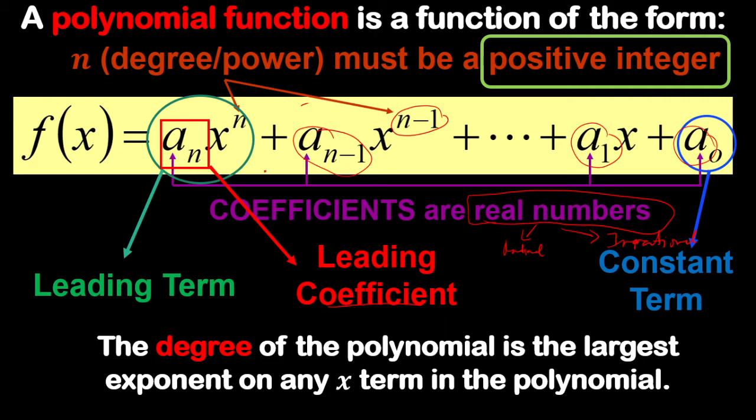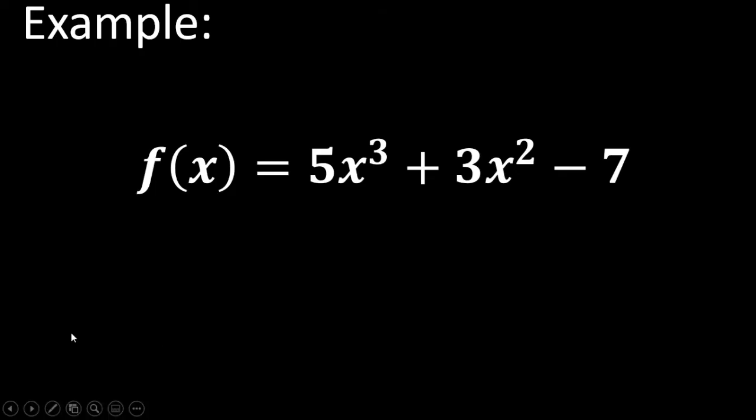So kung ano yung pinakamataas na exponent natin, yun yung degree of function natin. Next, let's have an example. Say if we have f of x is equal to 5x cubed plus 3x squared minus 7. By the way, f of x can also be rewritten as y. Okay? Some are using y is equal to, pwede yun.